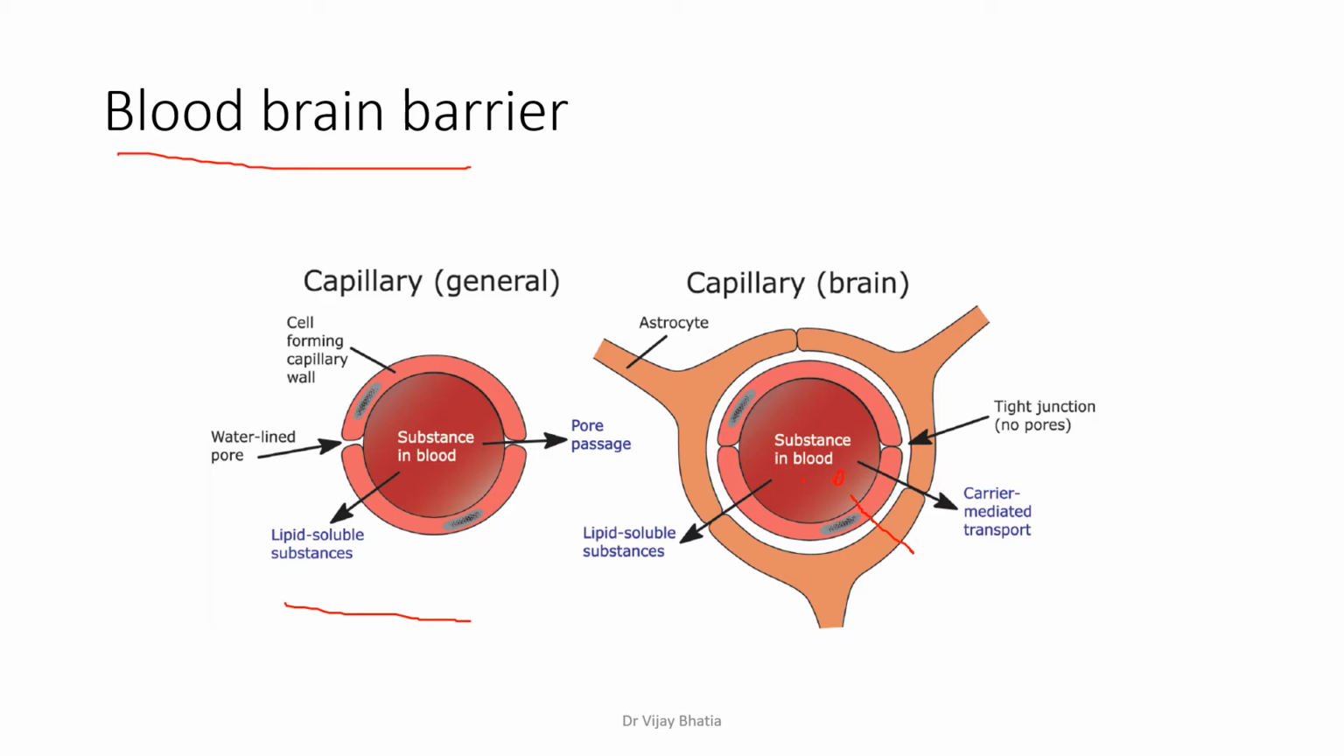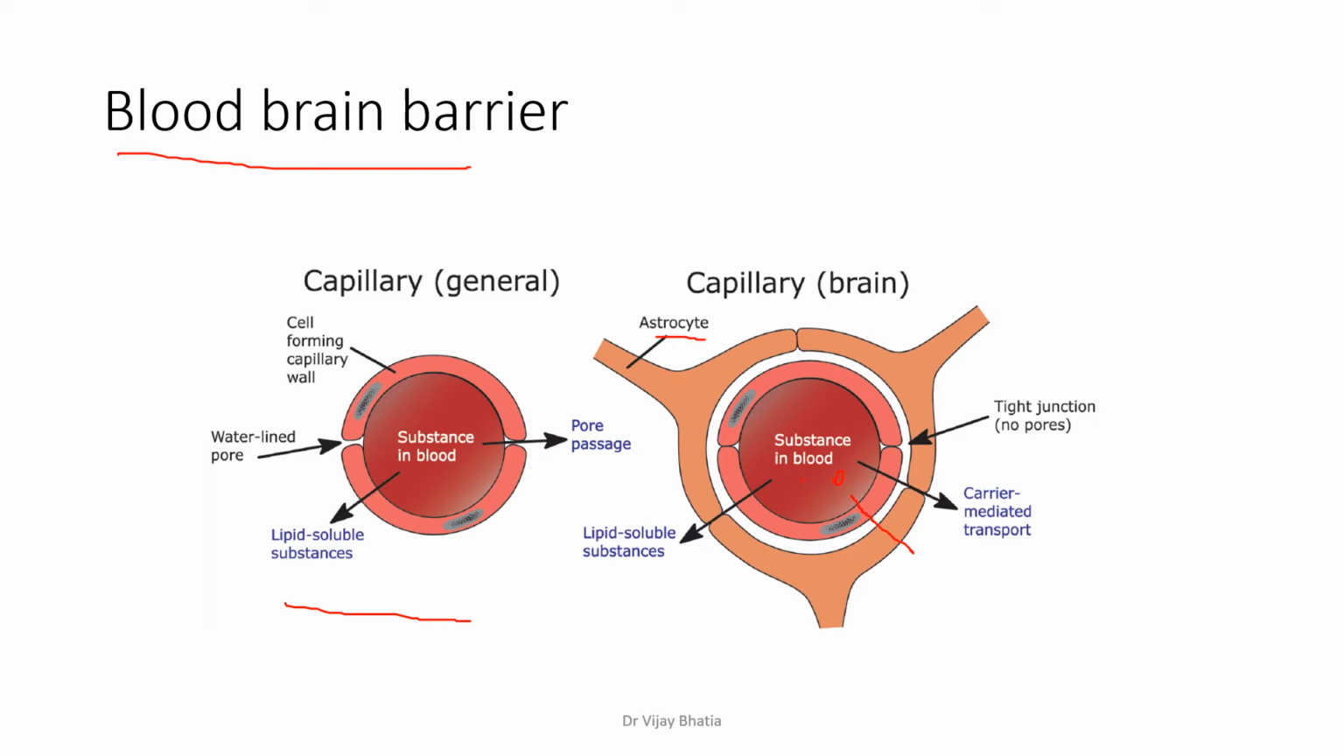And not only this blood vessel itself, the brain cells itself, astrocytes, they create like these foot-like processes around the blood vessels to cause this extra protection for the brain, so that no toxins from the blood passes into the brain.